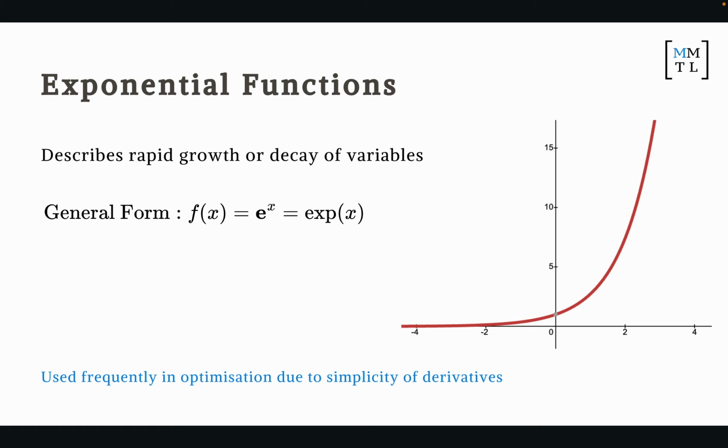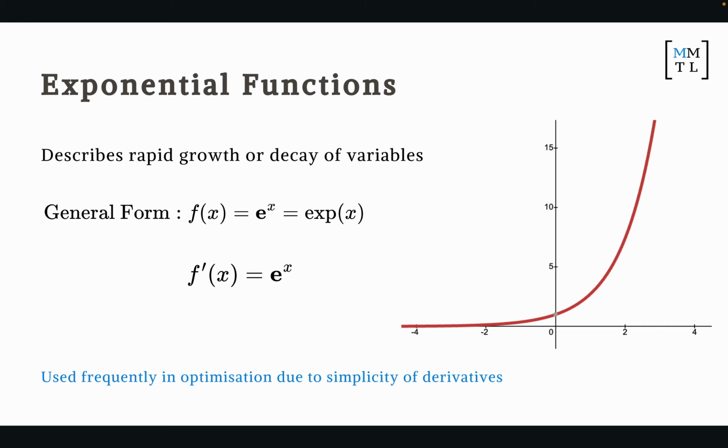Exponential function. This is really important to model rapid change or decay of variables, and it's used because it's so easy to differentiate. So what's the derivative of this? E to the x. Yeah. So again, it keeps life a lot easier, right?